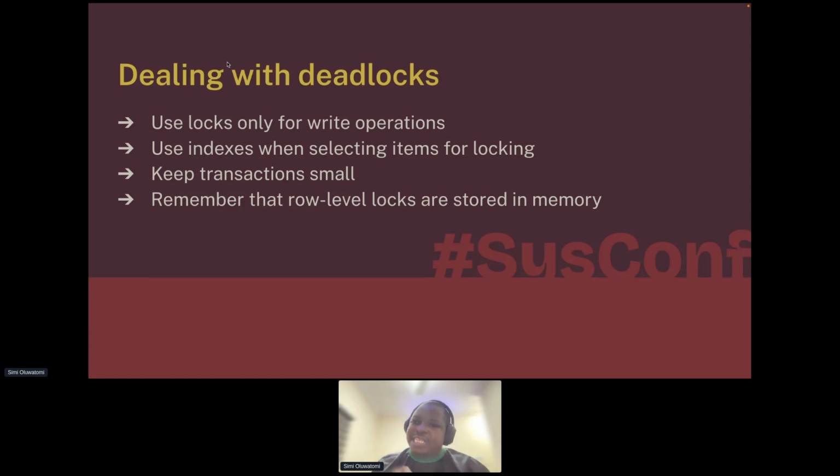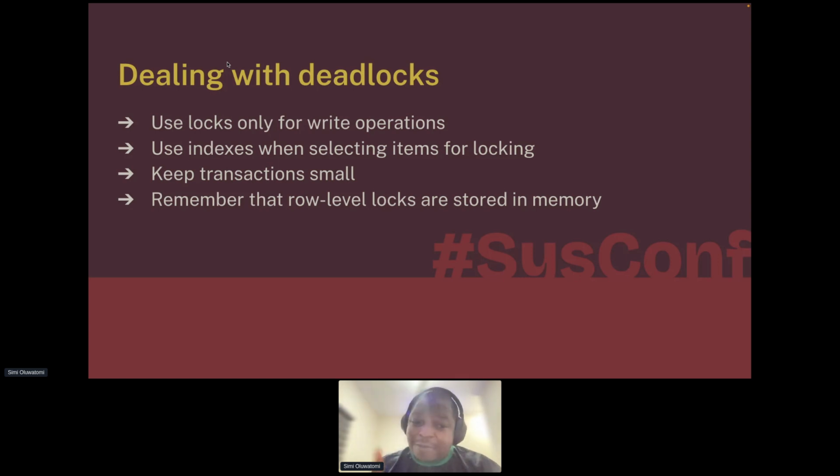Number three is that you should keep your transactions small. Many times you want to do 100 things inside one transaction. What is your problem? Keep the transaction small. Do 2 or 3 things. Commit the transaction. When you commit the transaction, come back for another lock.